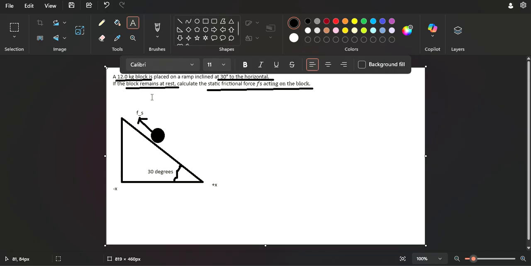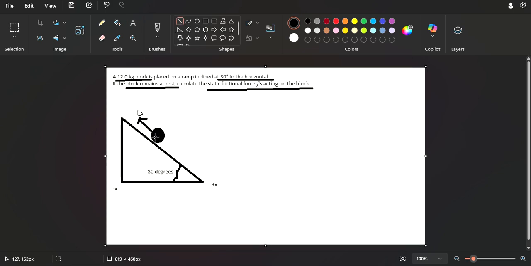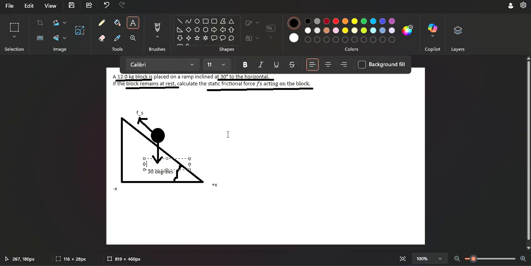Next, we will draw our force of gravity, right here. And our force of gravity, we always have to remember, as shown on our website, is always straight down. So in this case, it would not be perpendicular, but would rather be straight down. And then now we just label it F subscript G.